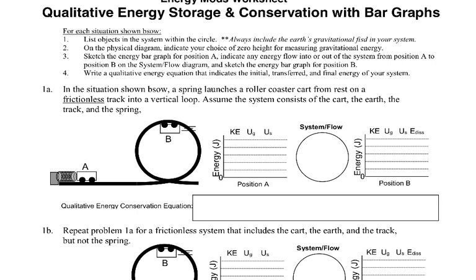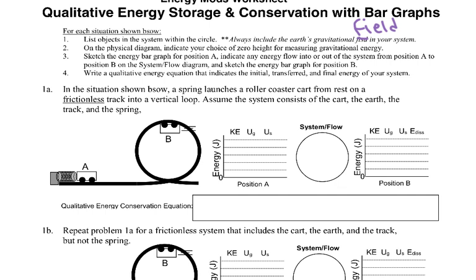All right, so the situation shown below. Ooh, this did some weird formatting stuff when I saved it. That's really weird. This is supposed to be each situation shown below. You're going to list the objects in the system within the circle. So we're going to walk you through this in a minute. But remember to always include the Earth's gravitational field. Okay, that should say field. In your system. All right, the Earth has to be in your system.